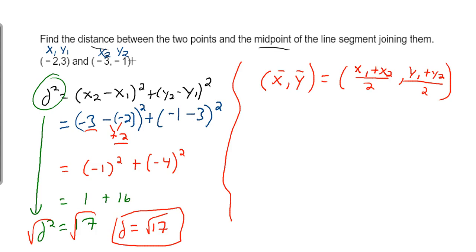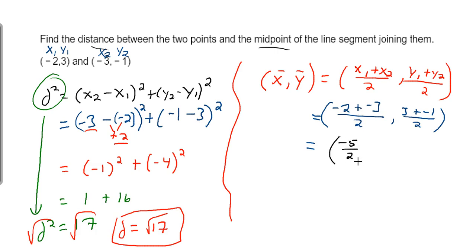All right, so we'll plug the numbers in the way they're labeled, just like we did in the last formula. x1 is -2 plus x2, which is -3, divided by 2. For the y's, we have y1, which is 3, plus y2, which is -1, divided by 2. So then we simplify. -2 plus -3 will be -5 over 2.